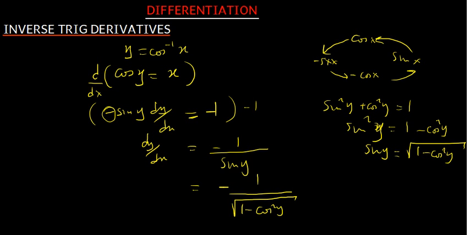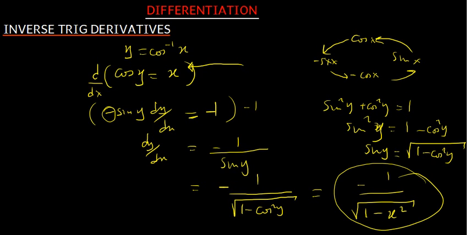But what is cos y? From what we can see here, cos y is equal to x. So where there is cos y, I'll put x. So that will give me negative 1 over the root of 1 minus, where there is cos y we put x, but remember that is cos squared y, so that will be squared. So this is the derivative of the cosine inverse.